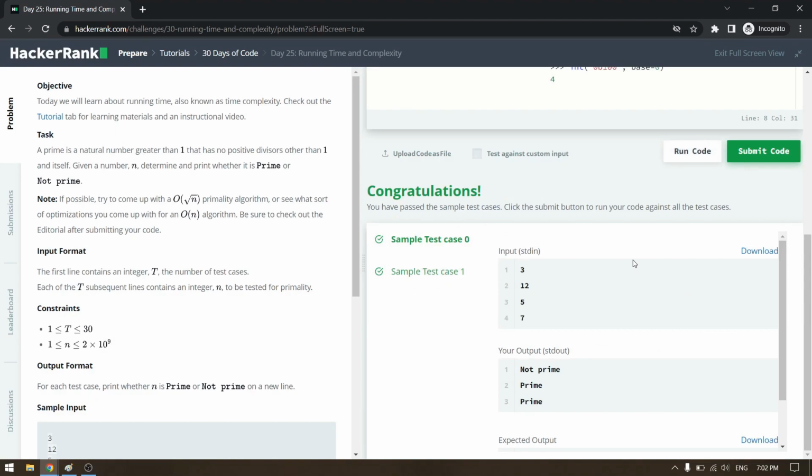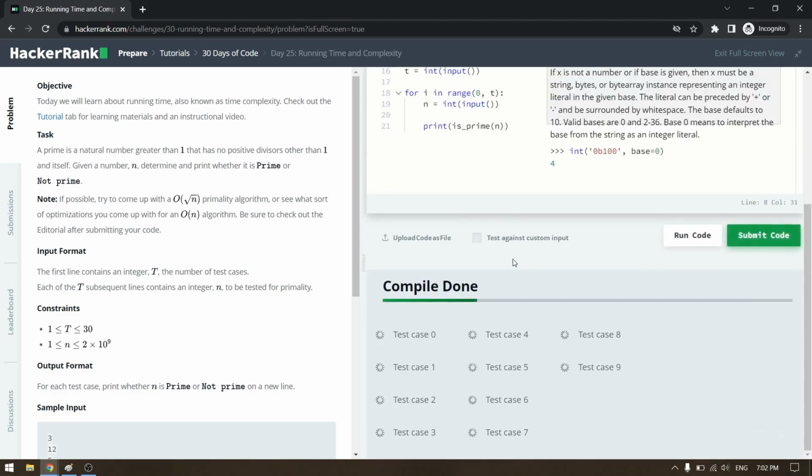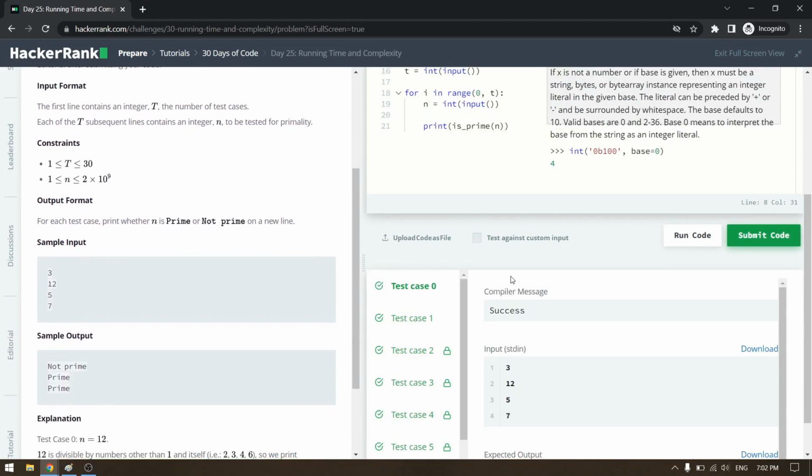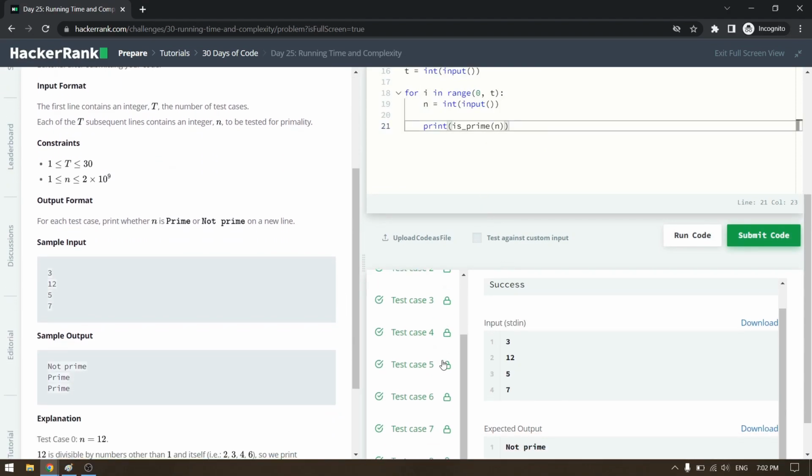Okay, sample test cases are passed. Submit this code. Right. We have solved this problem.